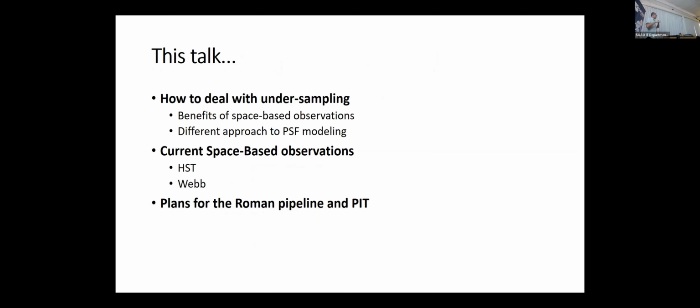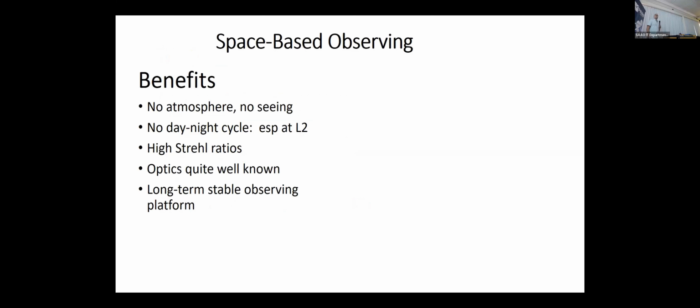So it'll be very nice once Euclid takes images of the bulge. We should be able to just pop out good star lists and astrometry and photometry. Then at the end, I'll talk about plans for the Roman pipeline and the program implementation team. So the benefits of space-based observations, of course, are you have no atmosphere. There's no seeing to deal with.